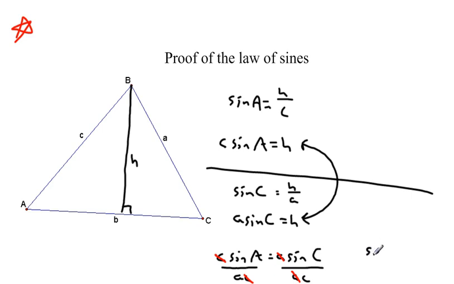We're left with the sine of any angle over the opposite side equals the sine of any other angle over the opposite side. There's the law of sines. There's where it comes from. All right, be sure you can do that for the next test.